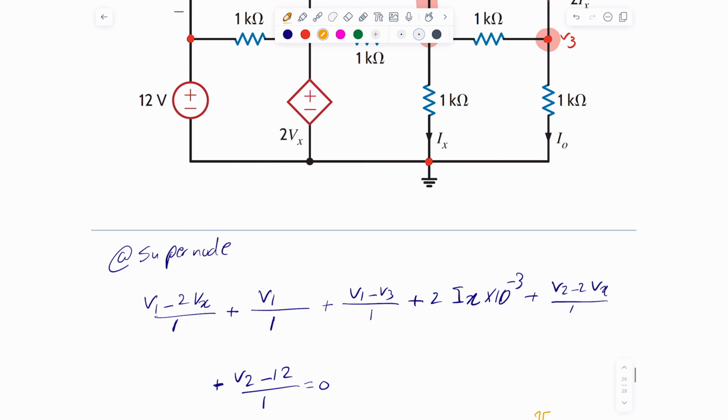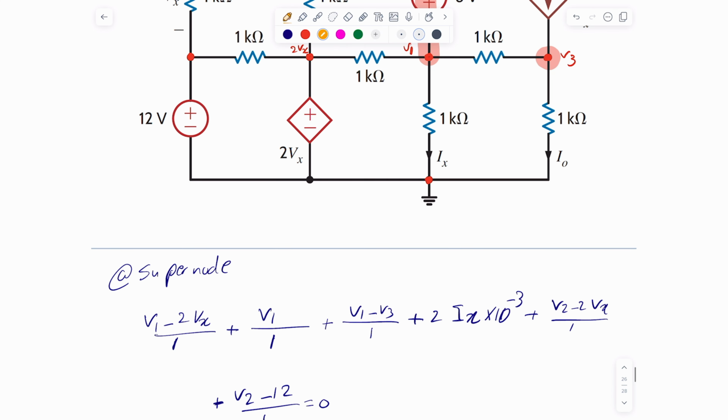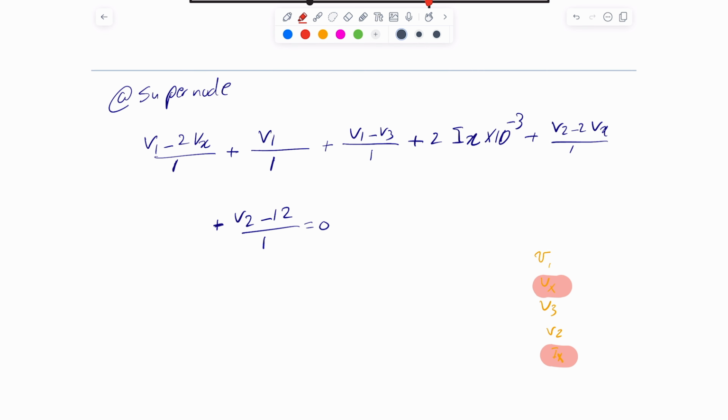In order for me to solve this circuit, I need to make sure that I'm finding V1, V2, V3. So I need to get rid of all these other ones in here. I need to get rid of the Vx, and I need to get rid of the Ix from this equation, so this equation is just in terms of V1, V2, V3. What we need to do is look at the constraint equations.